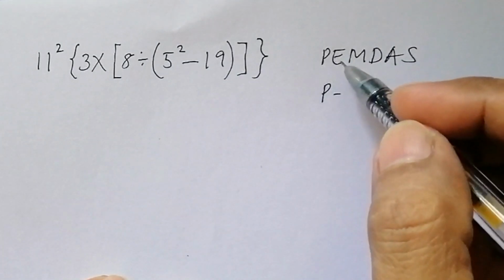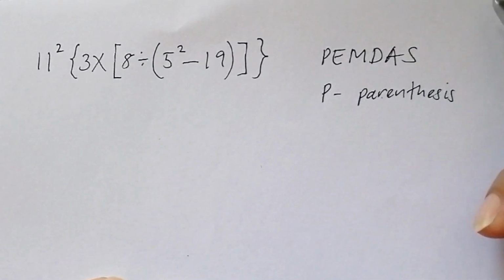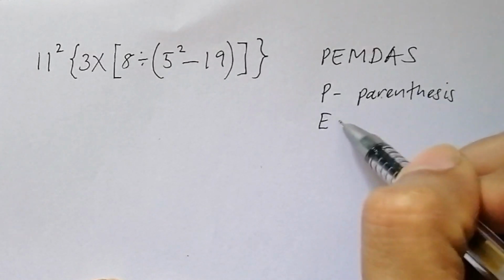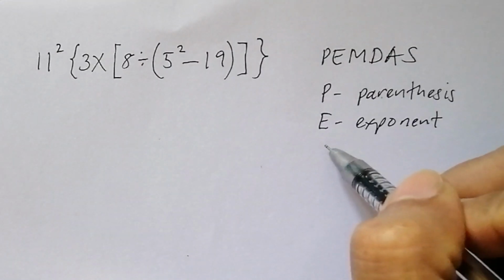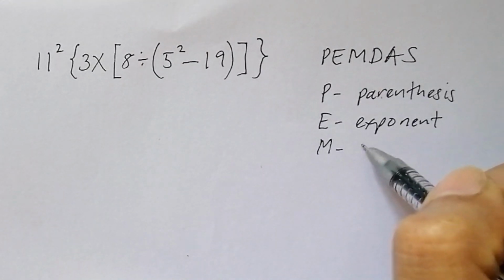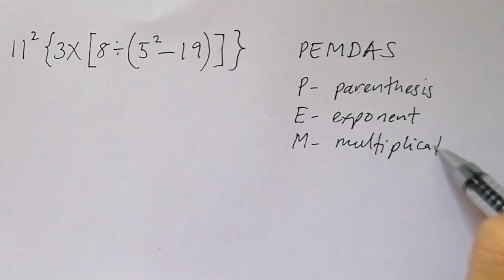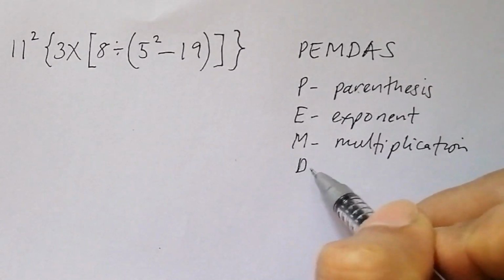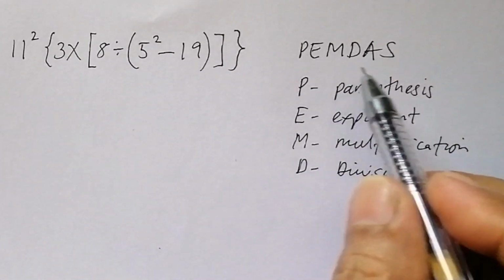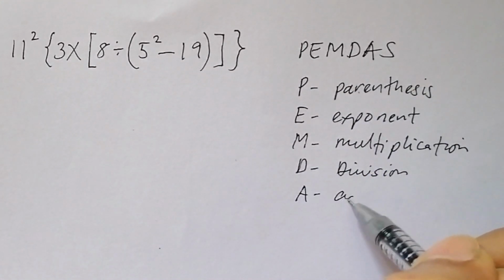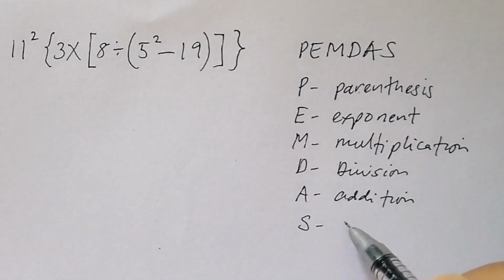P stands for parenthesis. E stands for exponent. M stands for multiplication. D stands for division. A for addition, and S stands for subtraction.